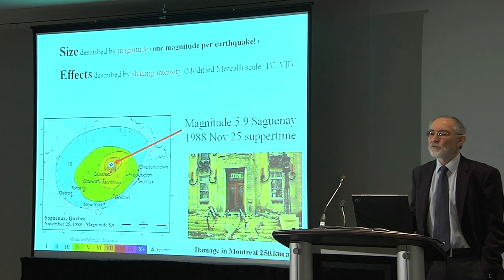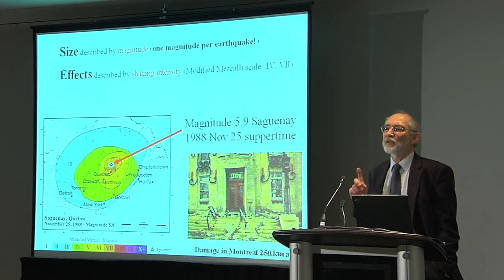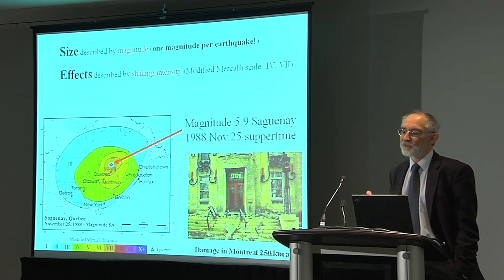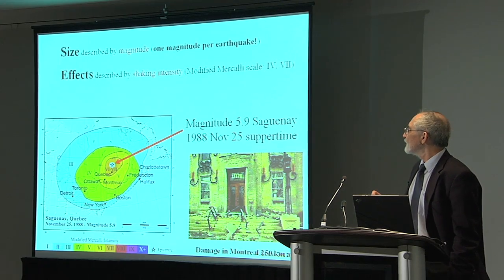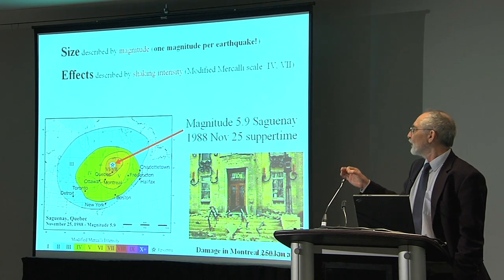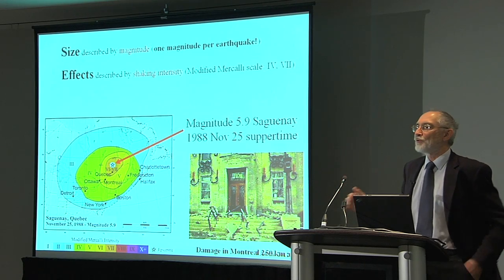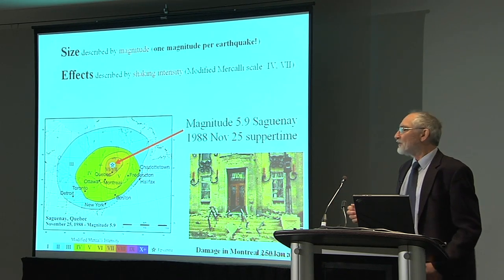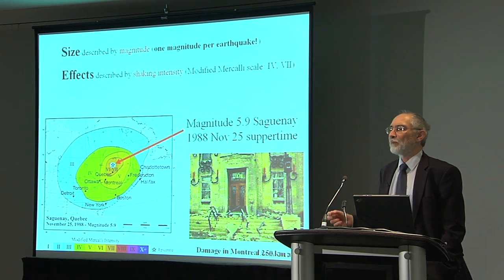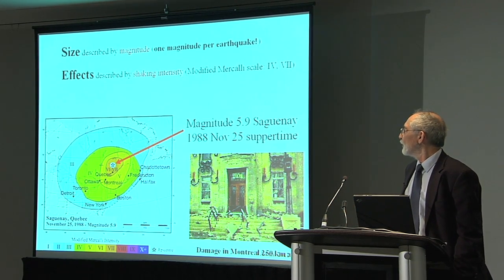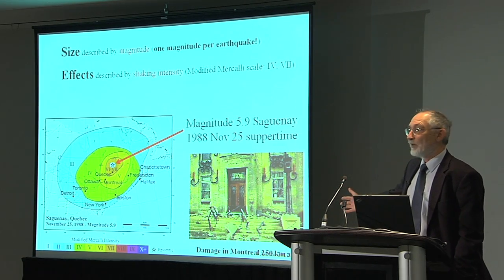So I've talked about the size of earthquakes being described by magnitude, and an earthquake only has one magnitude, but the effects are measured in terms of shaking intensity. And the scale that's most often used is the modified Mercalli scale. And you can think of this bullseye pattern here as showing you where the earthquake was felt at the same level. The orange level is an area of quite strong shaking, the yellow less strong, the green and the blue. So effectively the energy spreads out like the ripples on a pond, and it gets smaller as it goes away. So that tells us that it's not only important the magnitude of the earthquake, but it also depends how close you are to it. We see here the magnitude 5.9 earthquake and the damage in Montreal, which is quite some distance away from it.